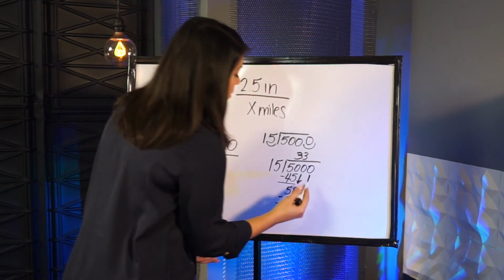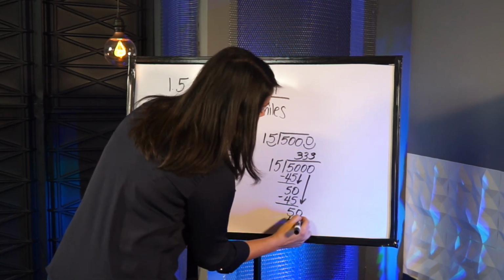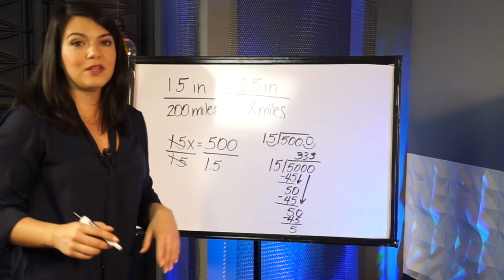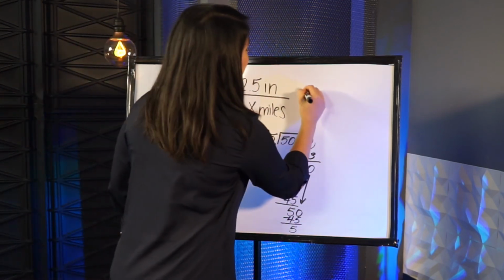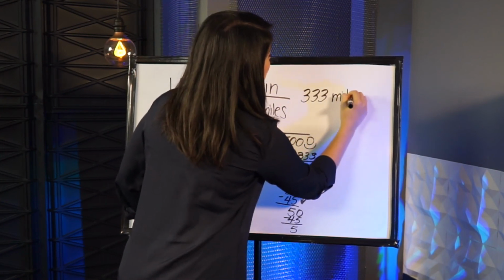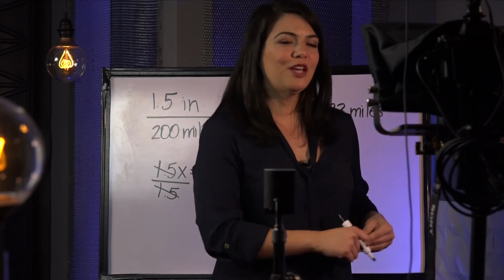So 15 goes into 50 again 3 times. So 15 times 3 is 45. 50 minus 45 is 5. So we know that the distance between the two towns is 333 miles. All right, I hope that made sense. If not, go back. You know how we do it. We go back, we check, we look at our steps and see where we went wrong, okay?